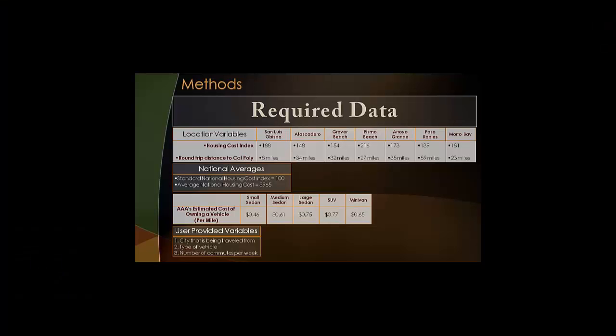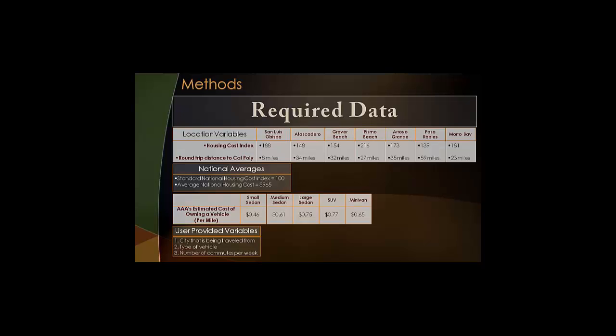In order to calculate the total cost of living in each area, the following variables were needed. The variables that vary from one city to the next are the housing cost index and the round-trip distance to Cal Poly. Each town in San Luis Obispo County has a higher housing cost index than the standard housing cost index of 100, meaning that each of these towns is more expensive than the national average. Pismo Beach, for example, with a housing cost index of 216 is, on average, 2.16 times more expensive than the national average housing cost of $965.